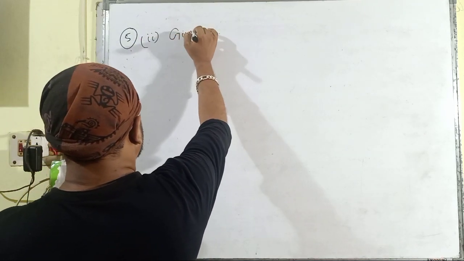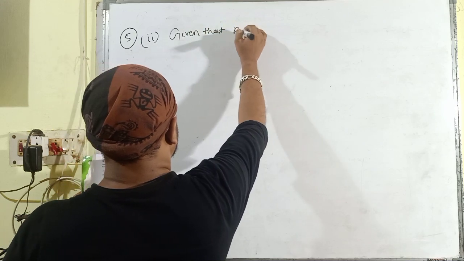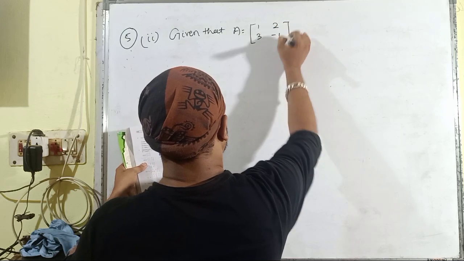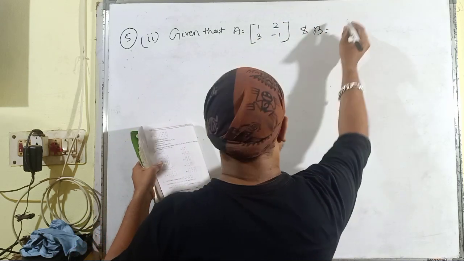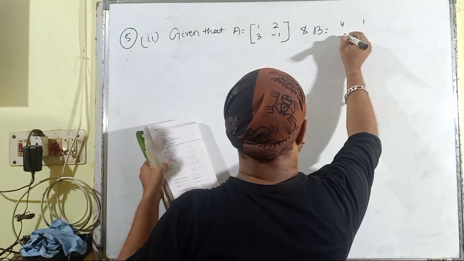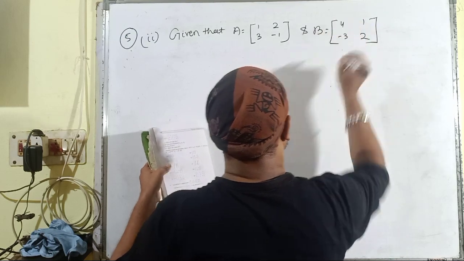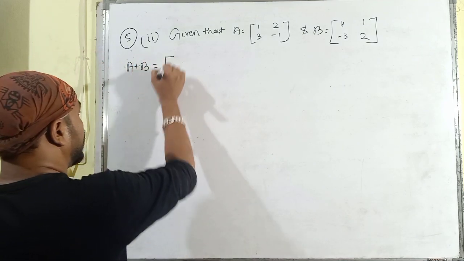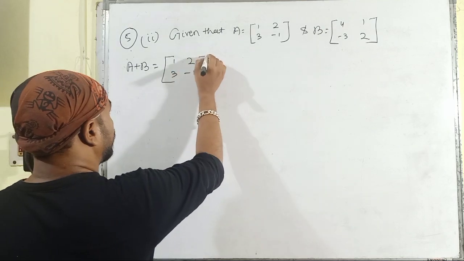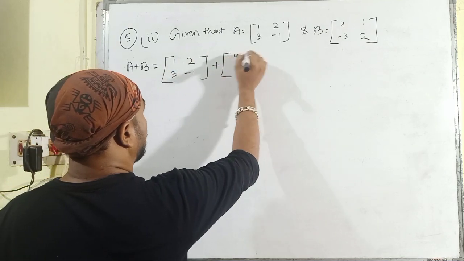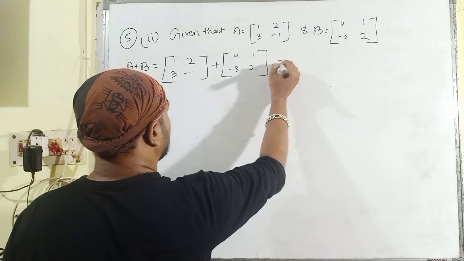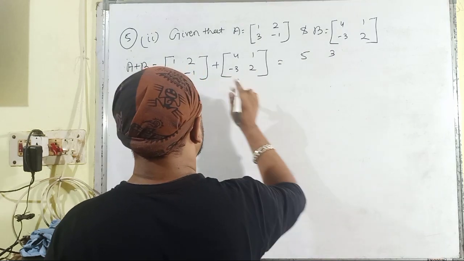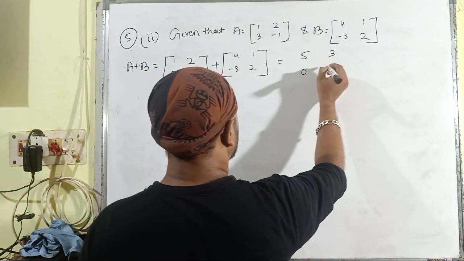Given that A is equal to 1, 2, 3, minus 1, and B is equal to 4, 1, minus 3, 2. So first of all, find out A plus B. So it is 1, 2, 3, minus 1 plus 4, 1, minus 3, 2. It will be 1 plus 4, it is 5, 2 plus 1, it is 3, 3 minus 3, it is 0, minus 1 plus 2, it is 1.